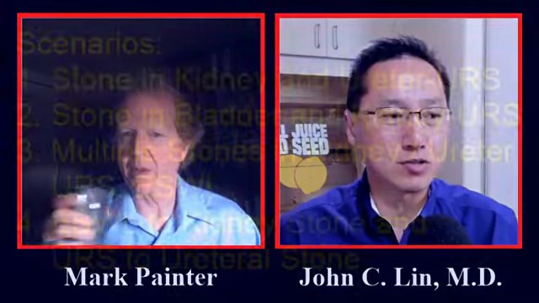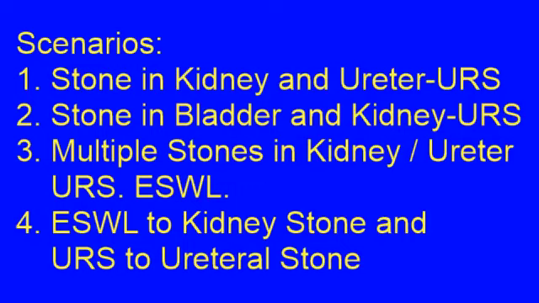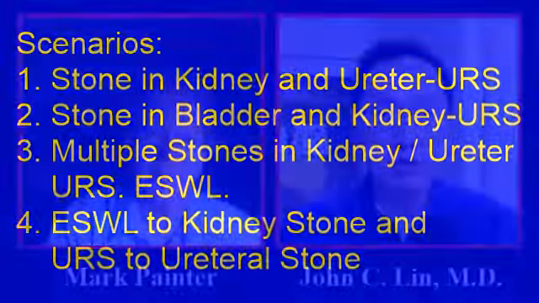So the pre-op diagnosis for this scenario number 4 will be kidney stone, and ureter stone as well. And the plan is to initially, under anesthesia, clear the stone in the ureter using laser lithotripsy, and you put up a stent at that session right there. And during the same session, you position the patient and use shockwave lithotripsy to treat a stone in the kidney. So how do we approach that?